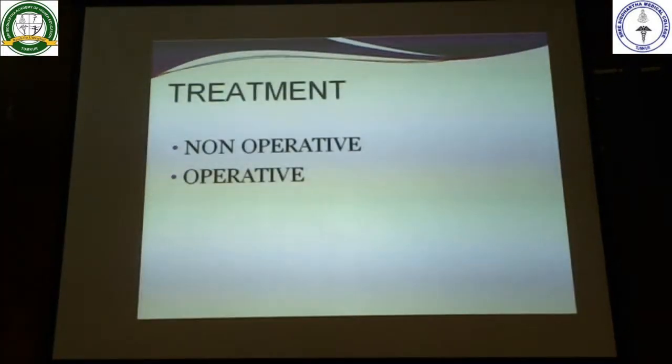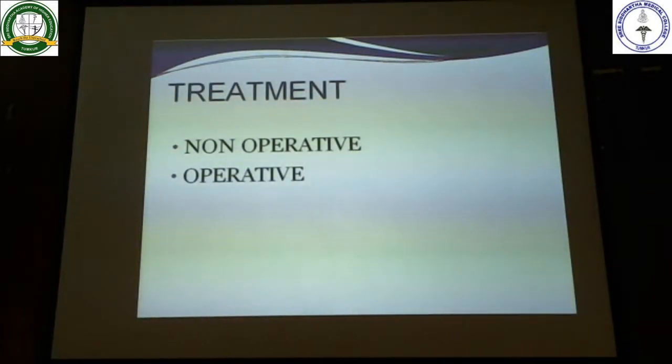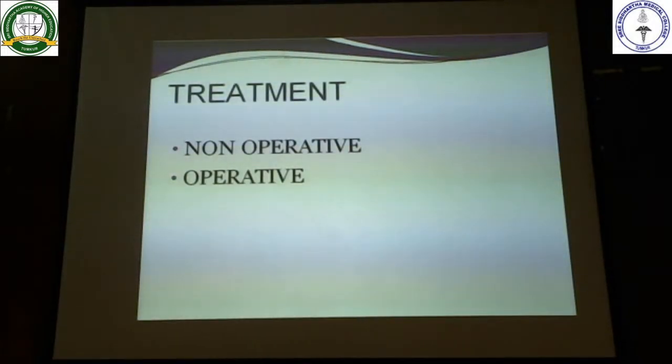Coming to treatment. Treatment can be non-operative and operative. Unlike neck of femur fractures, here there is some scope for conservative management because, like we already mentioned, this is not prone to non-union or anything. The fracture will unite. Even though it won't be 100% in the anatomical position, it will unite. But it will go for malunion. So here there is a scope for conservative management as far as IT fracture is concerned.